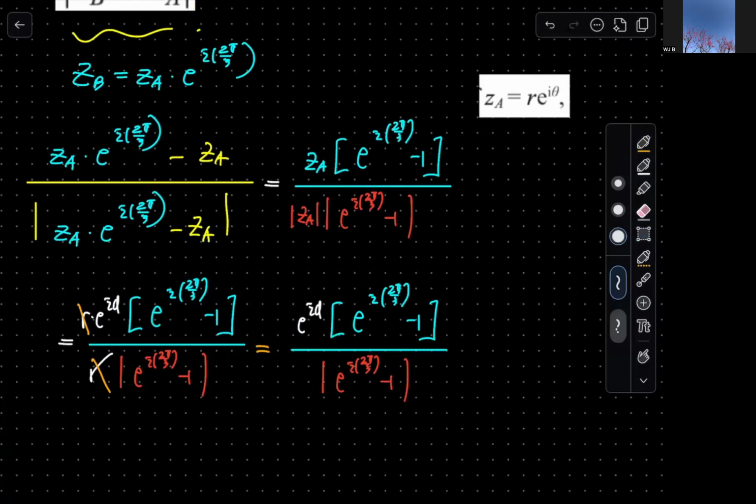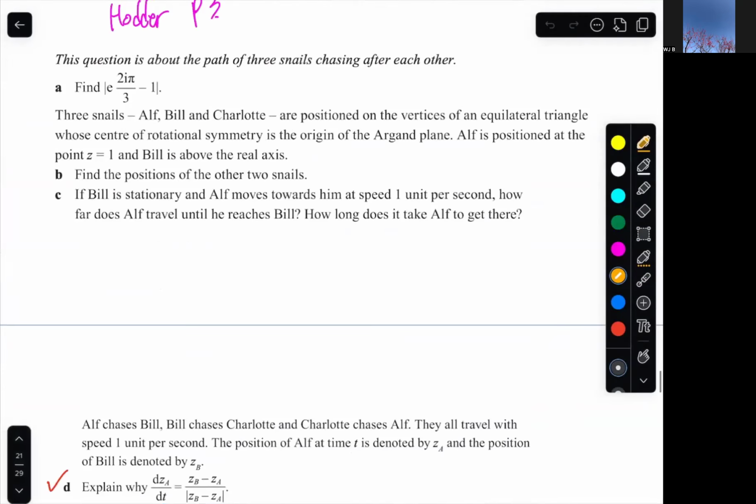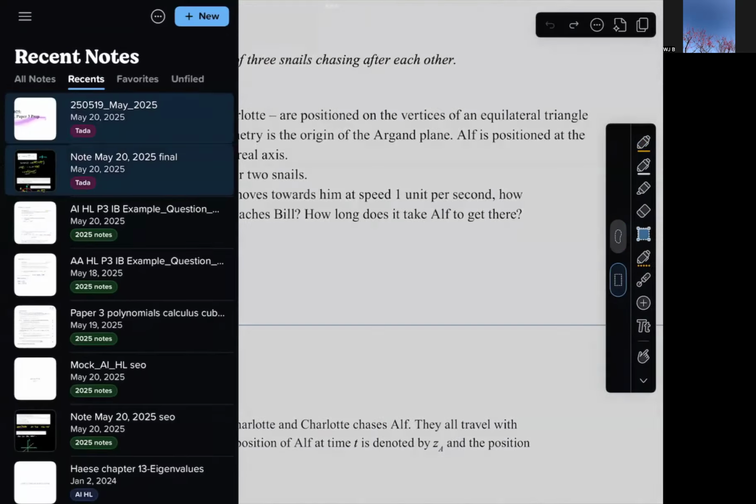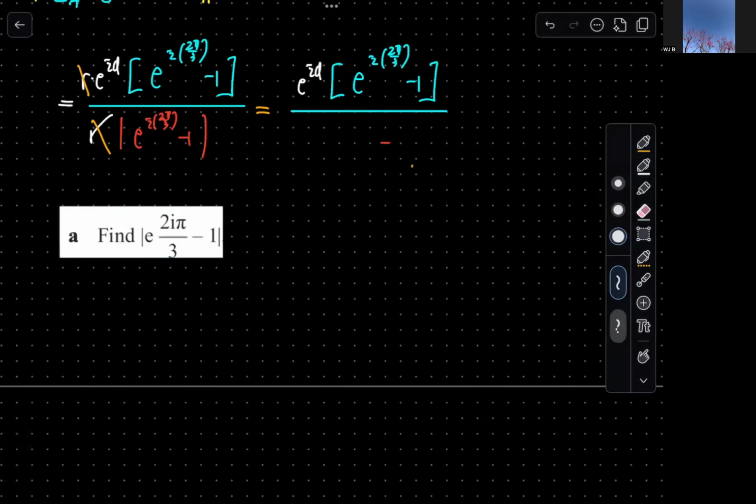If you look at the remaining parts, we already calculated the magnitude of e to the power of i 2 pi over 3 minus 1 in part A. In part A, we had to find the magnitude of this difference of complex numbers, which we found to be, I believe, root 3. So I can use it for free. From part A, it becomes simply root 3, and that's that. So far so good. I'm trying to simplify as much as I can.